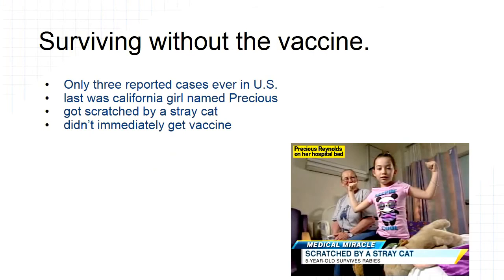So there have not been many people who have actually survived rabies after being infected and not receiving the vaccination. If you don't receive the vaccination immediately after you're bitten, most likely you will die, whether you're an animal or a human being. But there is a girl named Precious Reynolds, that you can see here in this picture. She's an 8-year-old from California and is one of the few U.S. citizens that have actually survived rabies without the vaccine.